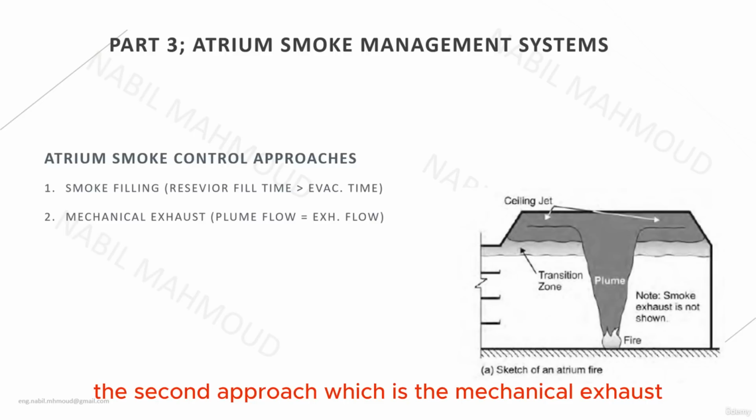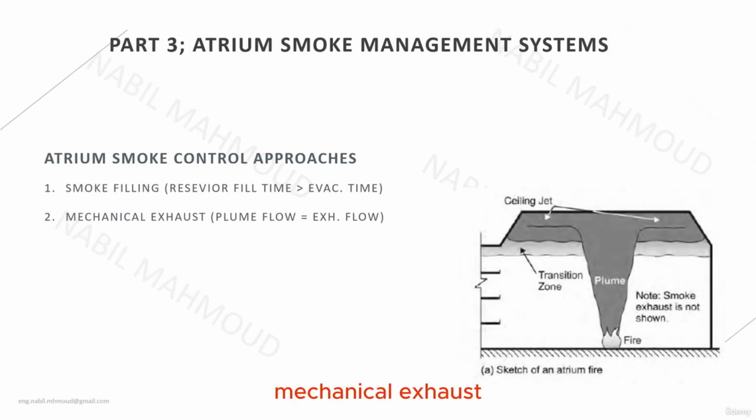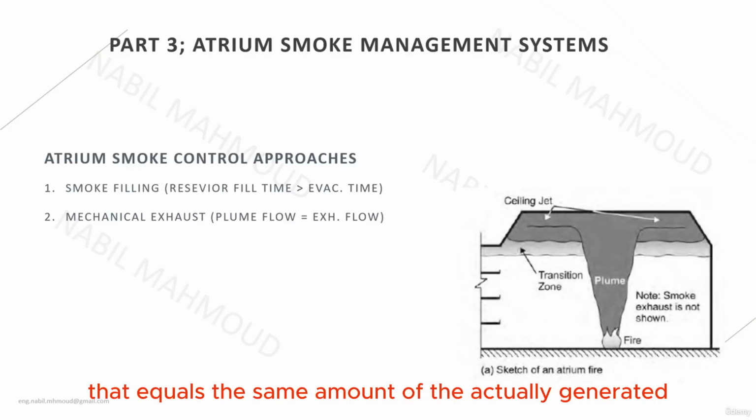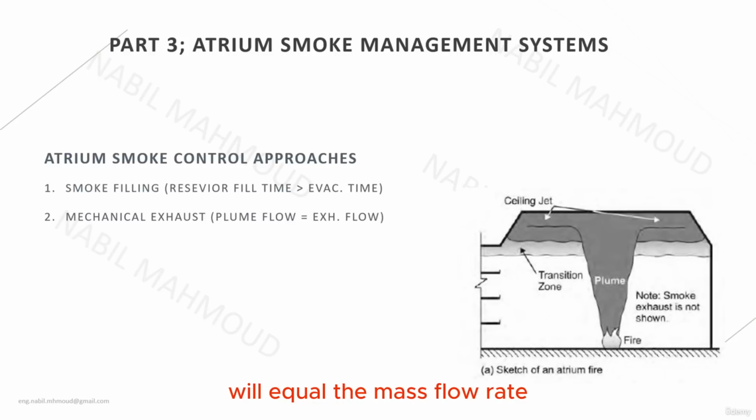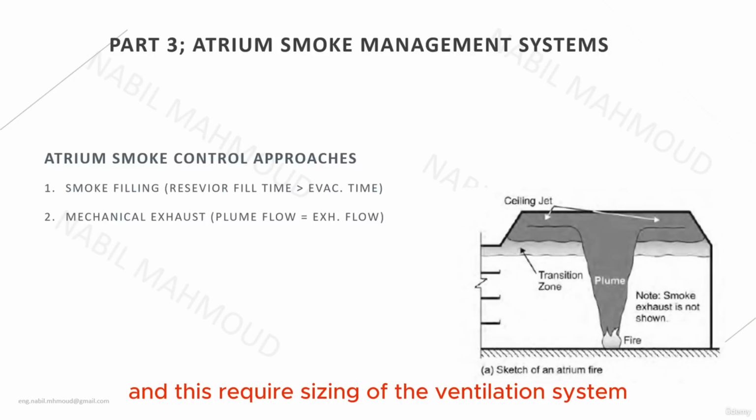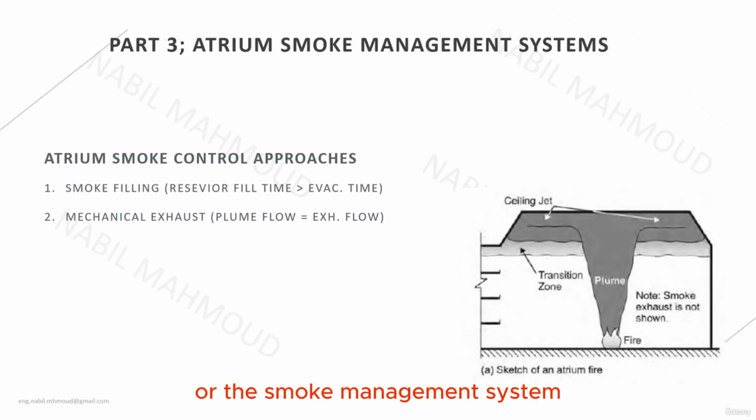The second approach is the mechanical exhaust. Mechanical exhaust utilizes the basic concept of equilibrium, which means that for the developed fire, I'm going to utilize a smoke extract fan that will extract the same amount of airflow as the smoke actually generated from the fire, which means that the mass flow rate of the fan will equal the mass flow rate of the smoke generated from the fire. This requires sizing of the ventilation system or the smoke management system in accordance with the actual fire load size.